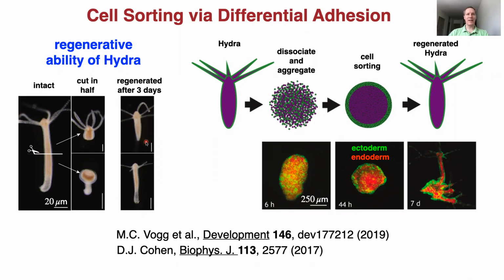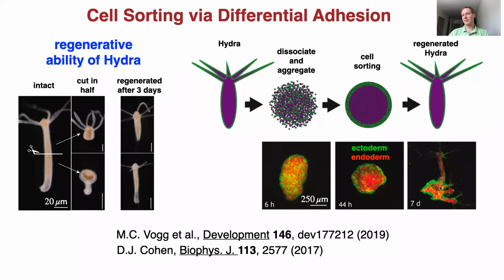What was fascinating is that in this paper, they went a step further. They took the organism, and they dissociated the cells. So you now have an aggregate of individual cells, which is shown here. Over time, these cells will sort themselves so that the purple cells will be on the inside and the green cells will be on the outside. And again, the mechanism is just the phase separation that I showed you.